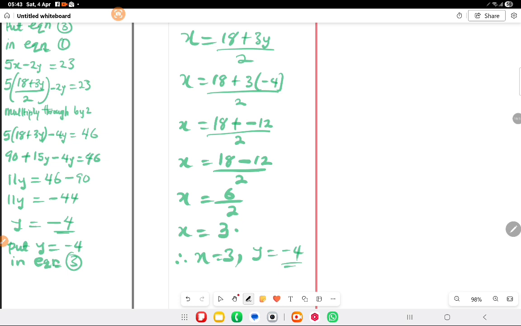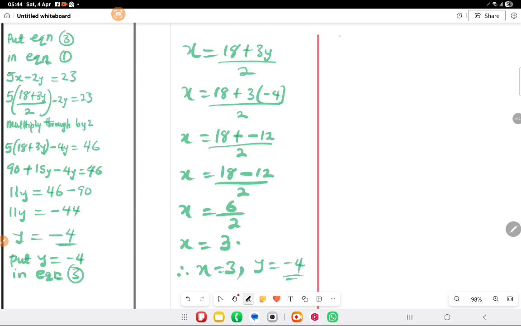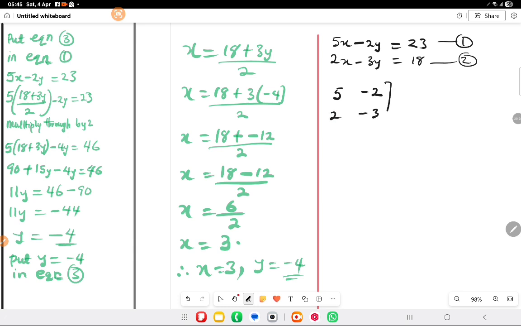Using the matrix method, we have to write down the simultaneous equations, which are 5x minus 2y equals 23, and the other one is 2x minus 3y equals 18. Equation 1 and equation 2. We bring out the coefficients, which are 5, minus 2, 2 and minus 3, times the variables x and y, equal to the constants, which are 23 and 18.